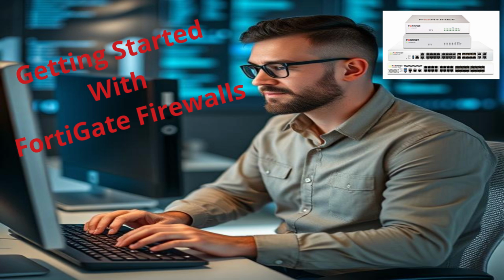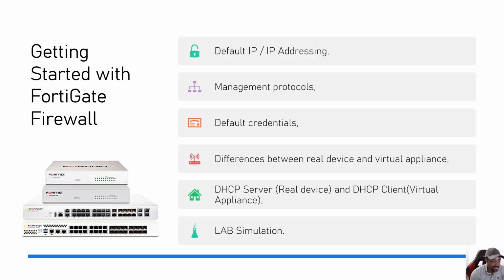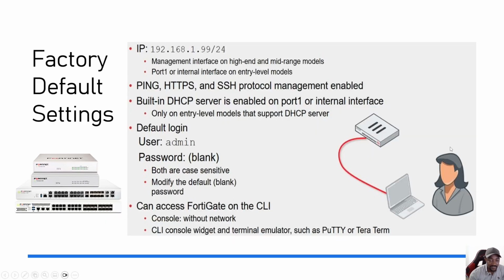So in this video we are going to show how to get started with a FortiGate appliance or a FortiGate device in the real world. So we are talking here about default IP addressing, the management protocol, default credentials, the differences between a real world FortiGate firewall and the virtual appliance such as the one that we have in GNS3. We also talk about the DHCP server in the real device and the DHCP client on the virtual appliance. And we'll see all of this in a lab environment.